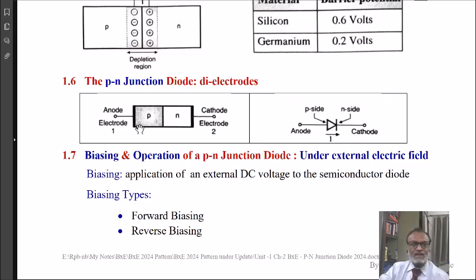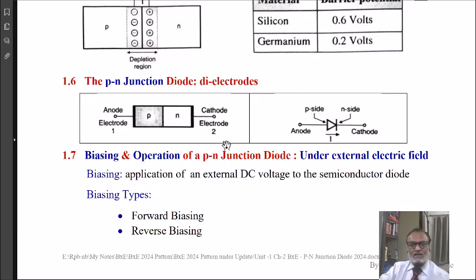A PN junction diode is shown in the figure now with a simplified structure: a p-type material and an n-type material with two metallic electrodes connected at the two ends. P-type material constitutes the anode and n-type material constitutes the cathode. The symbol of the p-n junction is shown here. The direction of this arrowhead indicates the flow of current in the p-n junction, and it indicates that current is always flowing from anode to cathode. There is no possibility of current flow from cathode to anode, and therefore we can say that the PN junction is a unidirectional device.